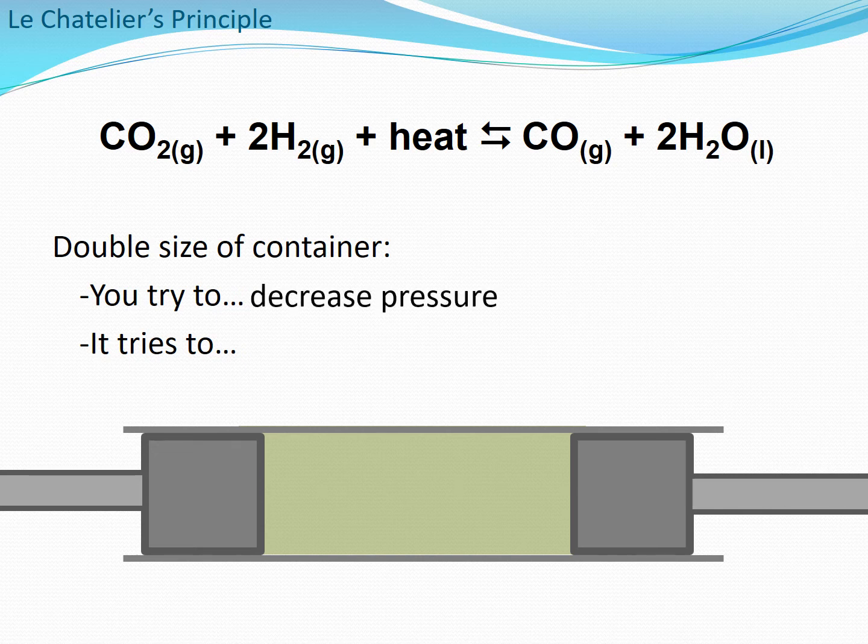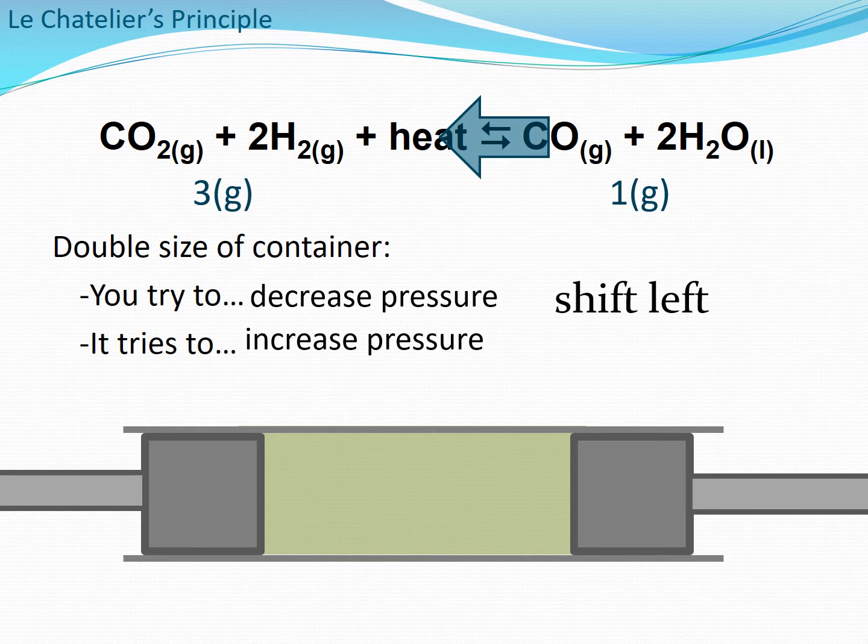And if I try to decrease pressure, the system's going to try to increase pressure. And we already established that there are three gas molecules on the left, there's one gas molecule on the right, so if it wants to increase pressure, it is going to shift to the left so there are more gas molecules, increasing the pressure.